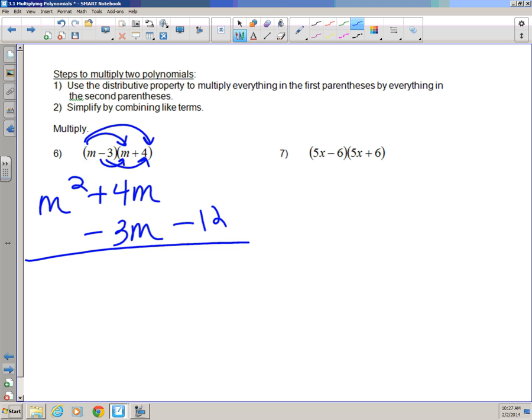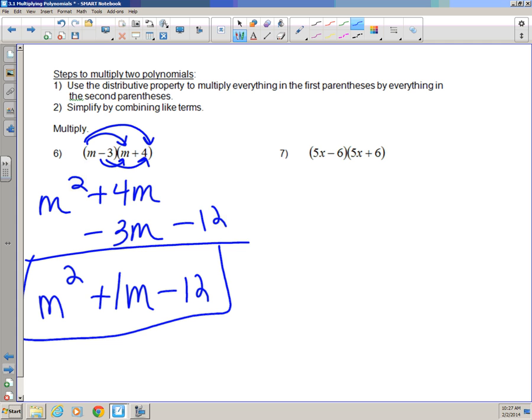So now that my like terms are all lined up, I've got m squared plus 1m. The 1 is not necessary to include. I just like to put it there, minus 12. And there's your final answer. Remember, sometimes we've done this by the box method. I'm going to show you that too.